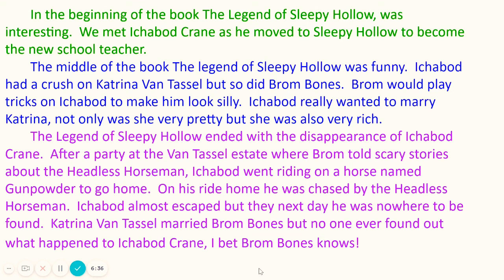Don't get too stressed out about this, folks. This is going to be easy. Use those sentence starters. You read your books. You might need to go reread a little bit of them, but you've got lots of time to write this paragraph.